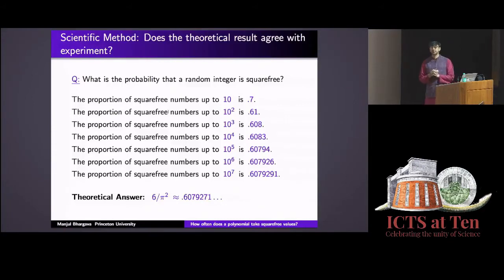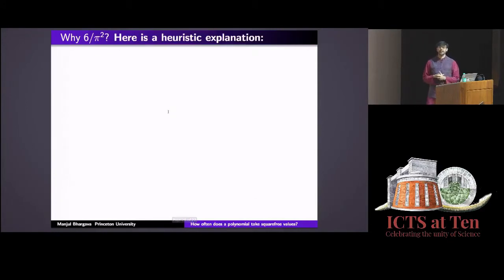But now I want to explain why. So how does one arrive at this theoretical result? Why is the answer 6 over pi squared? I won't be able to give the whole proof of this, but I want to give a heuristic explanation. Why does 6 over pi squared come up as the answer?